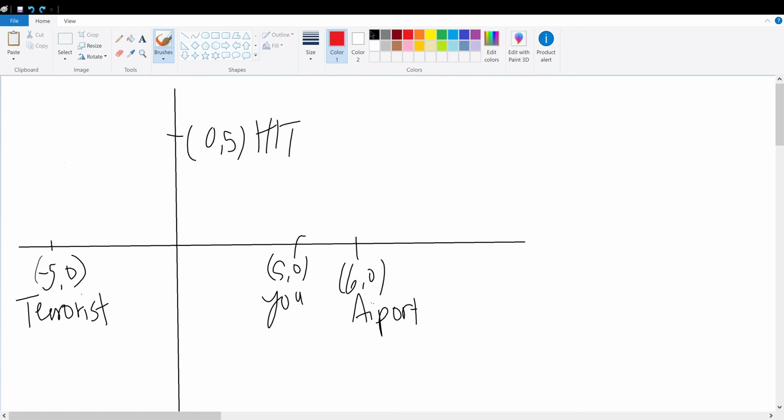Today we're going to be explaining parametric equations in real life, taking up this 2D example of you standing at (0,5), a terrorist standing at (-5,0), and an airport standing at (6,0). The terrorist is launching a missile from (-5,0), the point he's standing at, in this parabola shape, passing through (0,5) and hitting the airport at (6,0).